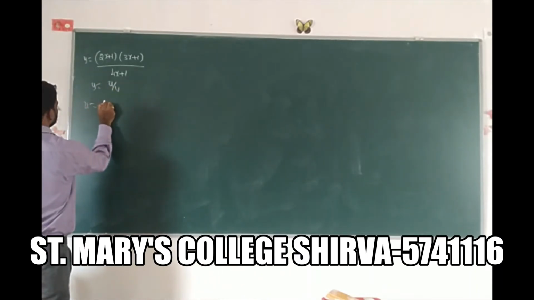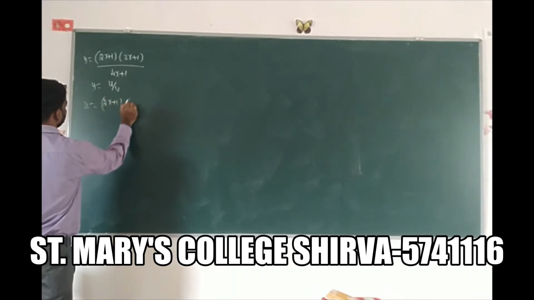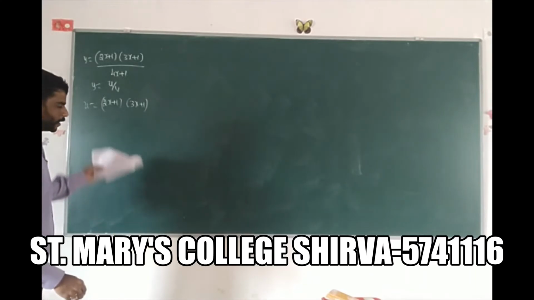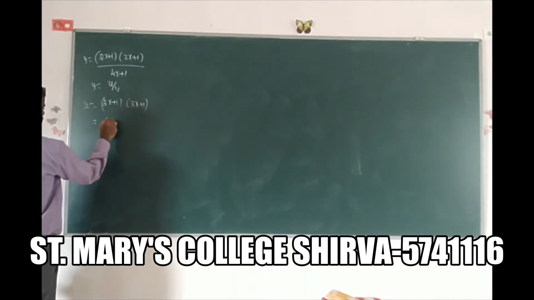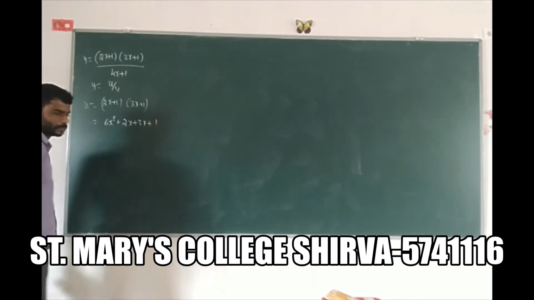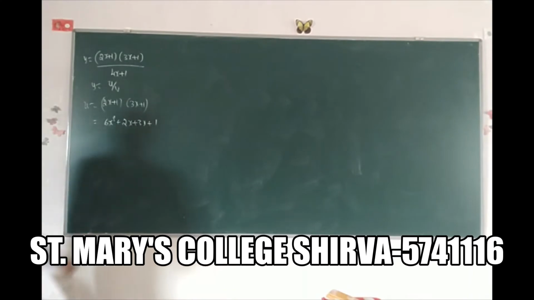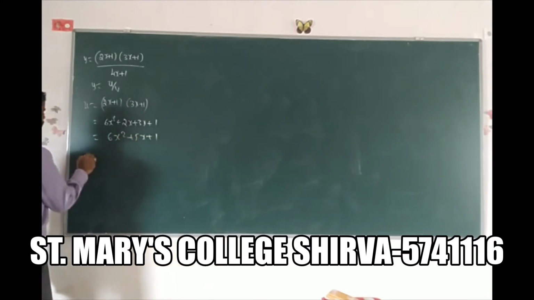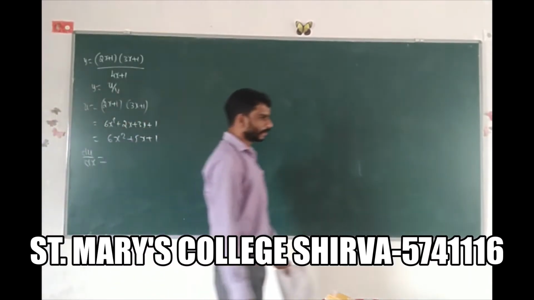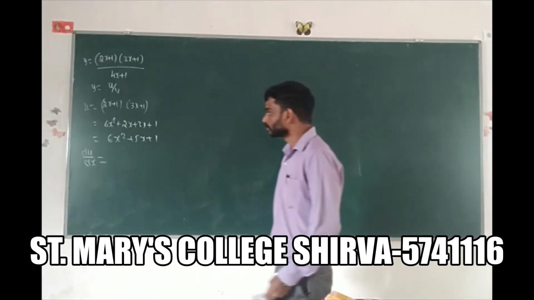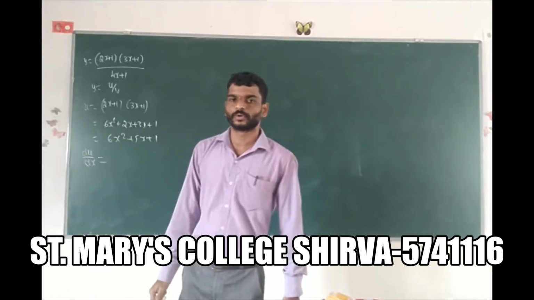Where u equal to 2x plus 1 into 3x plus 1. Multiply this: 2x into 3x, 6x square, 2x plus 3x, plus 1. Multiplication done, then 6x square plus 5x plus 1. Now differentiate it, du by dx. What is the differentiation of x square? The differentiation of x square is 2x, right?